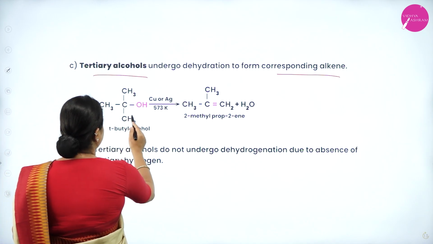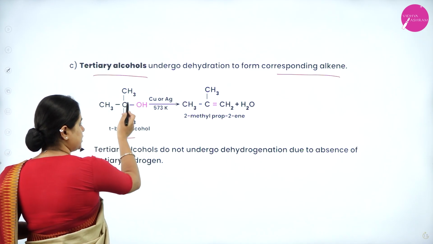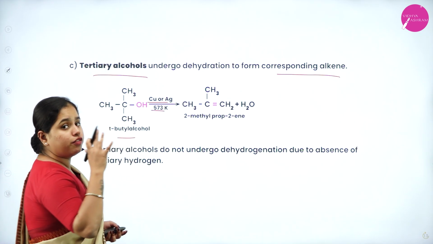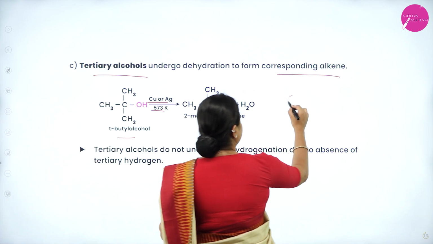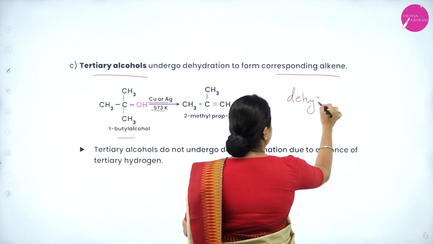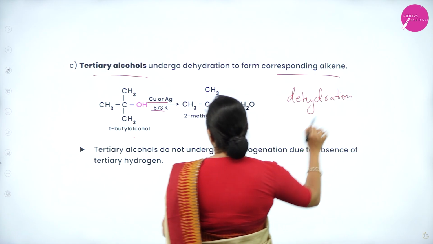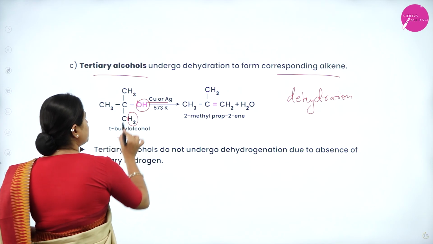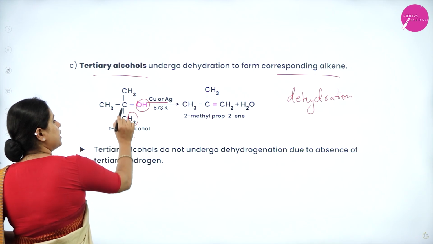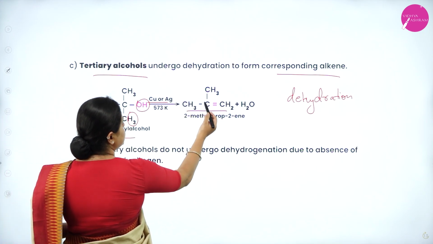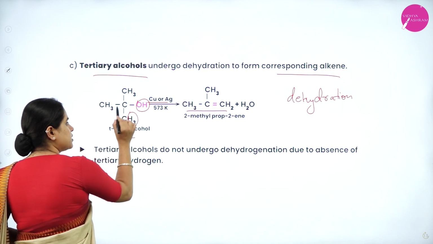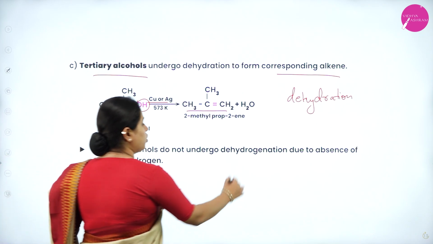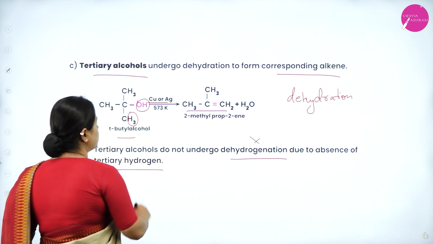So, CH3, CCH3OH, that is tertiary alcohol. It is tertiary butyl alcohol. Again, the same condition, copper or silver at 573 Kelvin. Instead of dehydrogenation, what is going to happen? Dehydration is going to happen. That is, we are going to remove water from here. That is, one hydrogen will be removed from here, one OH will be removed from here. So what will happen? A double bond will come between these two, which is represented here. CH3C, CH3, double bond CH2. So in between this carbon and this carbon, a double bond will be formed. So what you have to remember, tertiary alcohols do not undergo dehydrogenation due to absence of tertiary hydrogen.